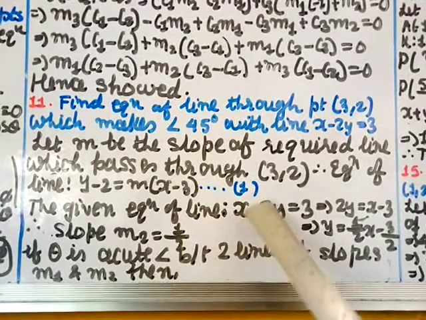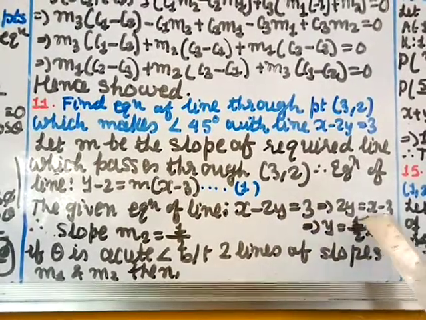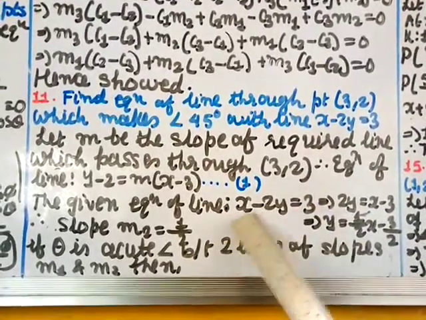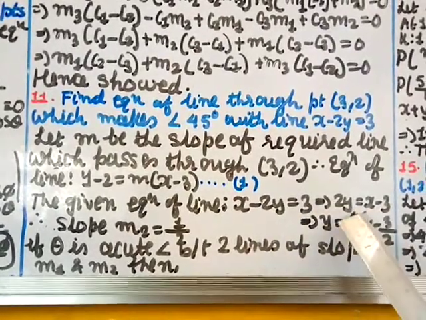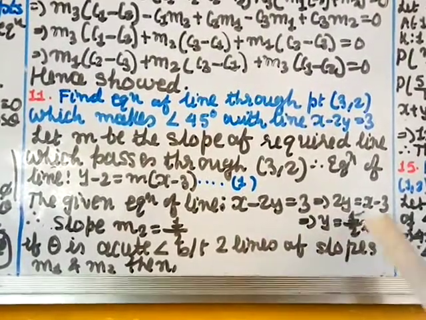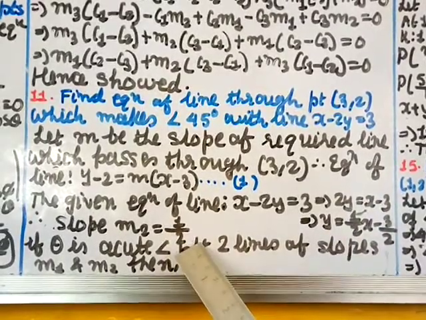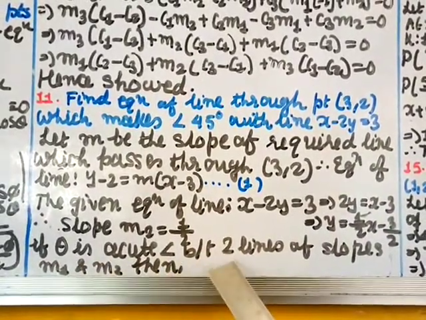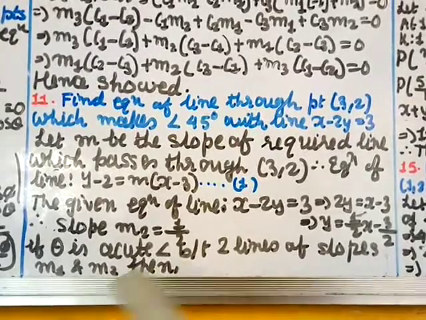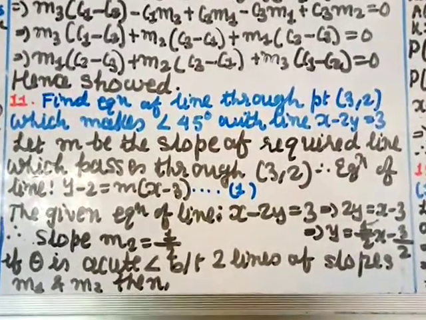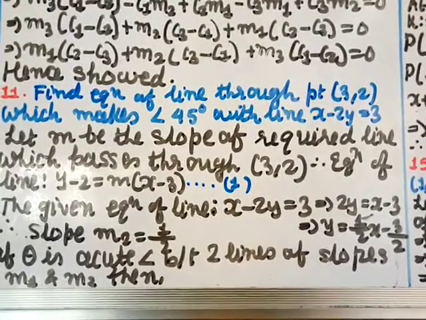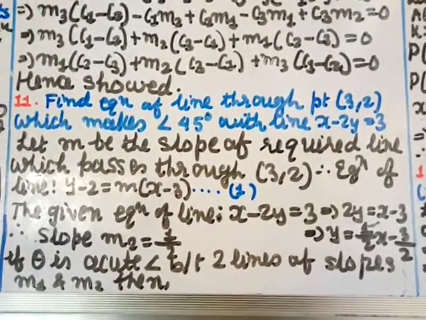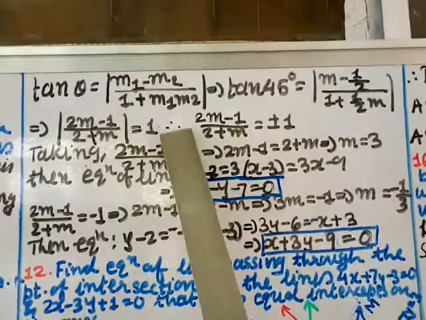Transfer this 2y over here, so you get 2y is equal to x minus 3. So y equal to, transferring 2 here, 1 by 2 x minus 3 by 2. So the slope of this line is 1 by 2. If theta is the acute angle between two lines of slopes m1 and m2, then I have given you this formula, that is tan theta is equal to m1 minus m2 divided by 1 plus m1 m2. I have written the formula here.